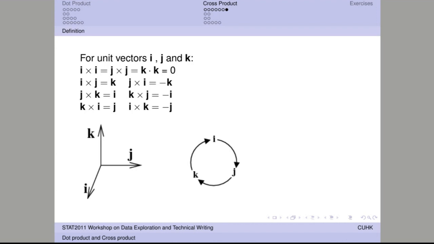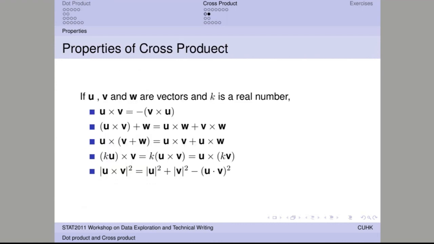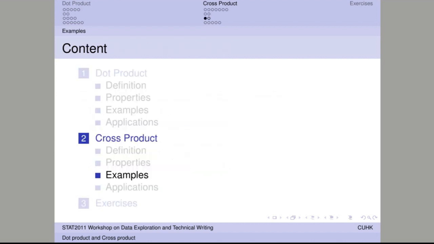For unit vectors i, j, and k, the cross product of a vector with itself is 0. The cross product of any pair equals the next vector in the clockwise direction in the figure, and the cross product of any pair equals the negative of the next vector in the anti-clockwise direction. Here are several properties of cross products. Note that u, v, and w are any vectors, and k is a real number.